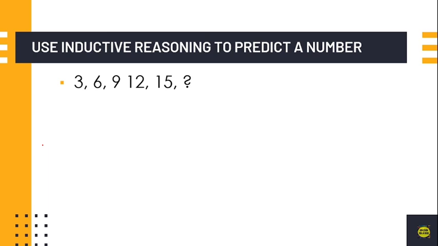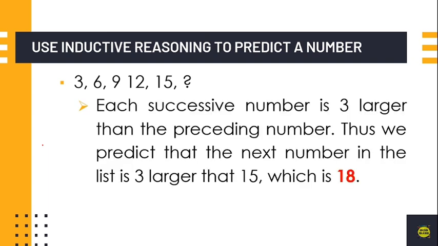For example, in this problem: 3, 6, 9, 12, and 15. What is the next number? The next number will be 18. Each successive number is 3 larger than the preceding number. Thus, we predict that the next number in the list is 3 larger than 15, which is 18. There is a pattern of 3: add 3 to the first number and you get the next number, and so on.